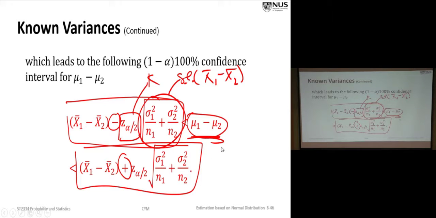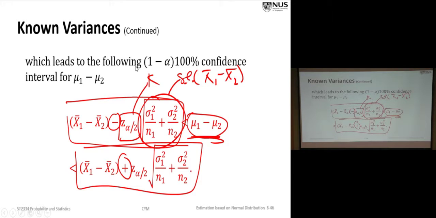And this formula can be used when sigma 1, sigma 2 are known. Not only that, the underlying distribution is normal. Even if they're not normal, still okay if your sample size is big, because we can apply the central limit theorem. All right? So we can use this formula, provided that the underlying distribution is normal or close to normal. If not, the sample size must be big. But in order to use this formula, sigma 1 square and sigma 2 square are known, are given.